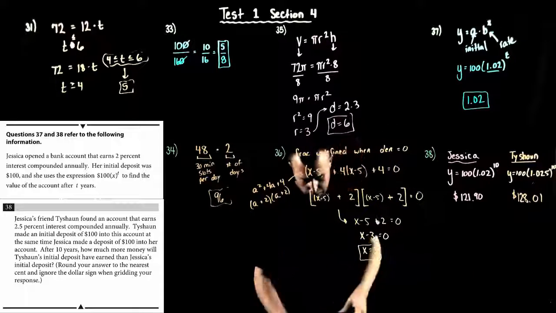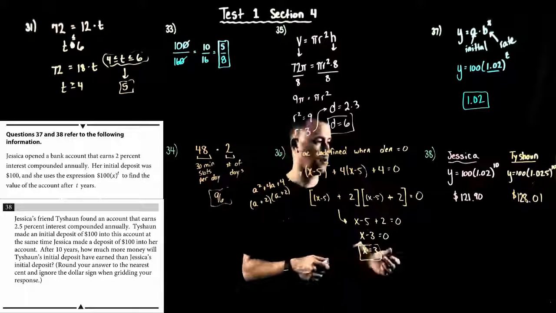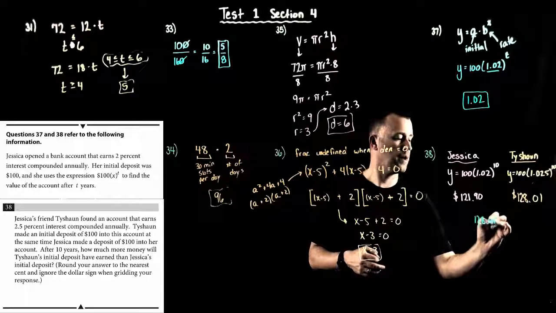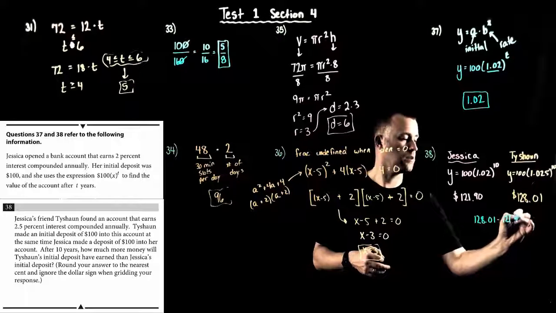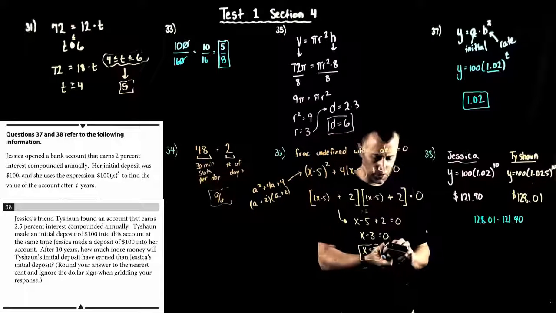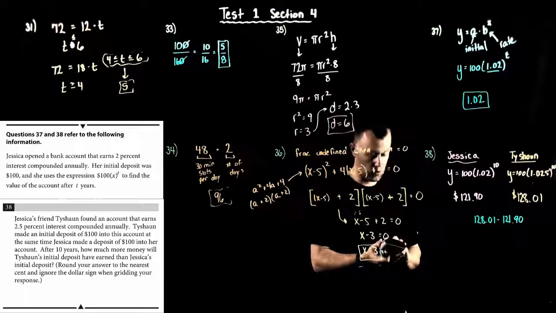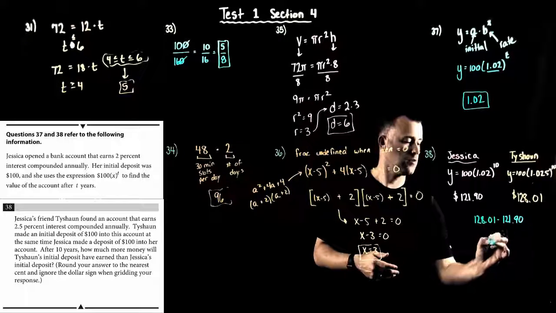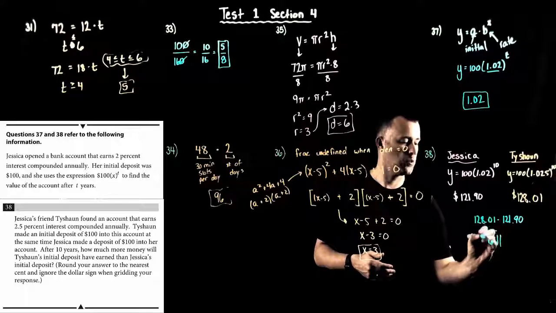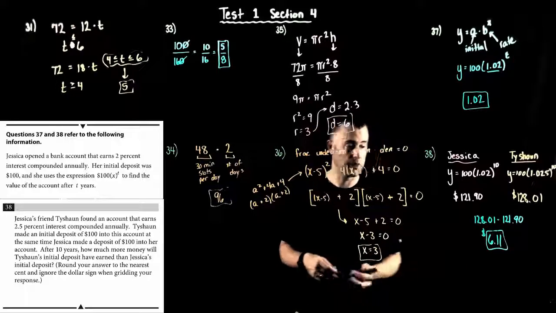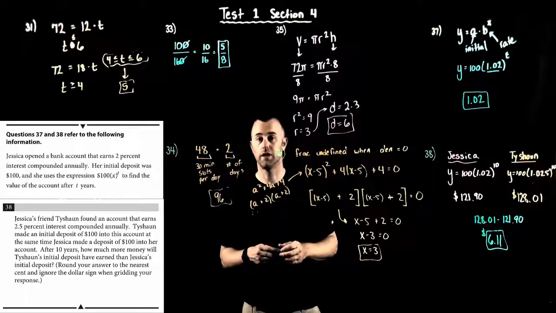So those are my two amounts, and they want to say how much more has Tyshawn earned. So now what I'm going to do is 128.01 minus 121.90, and I'm going to see what the difference is. So 128.01 minus 121.9, and we're going to get 6.11. So that's how much more. It is a dollar amount, but this is what you're plugging into your grid-in box, 6.11 for number 38. So again, that's number 38, and that is test 1, section 4.